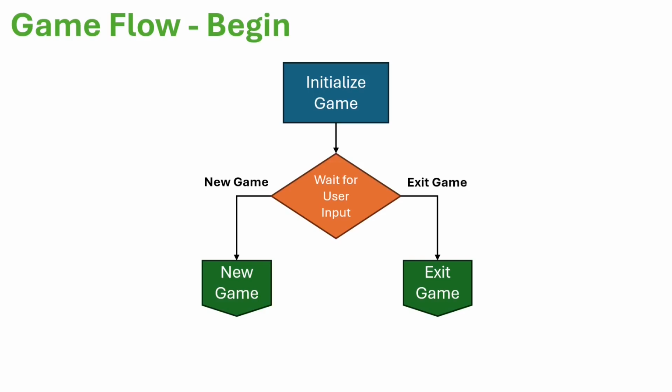Obviously, we're going to have to initialize the game. That's basically initializing the screen. Make sure that all the variables are taken care of. The table is zeroed out. There's no pieces, no image selected, no cut selected, things like that. And then we're going to wait for user input.